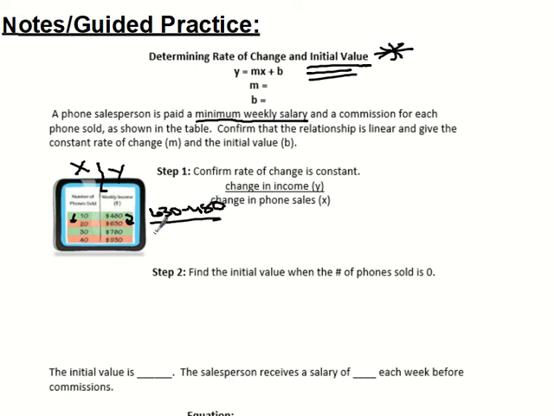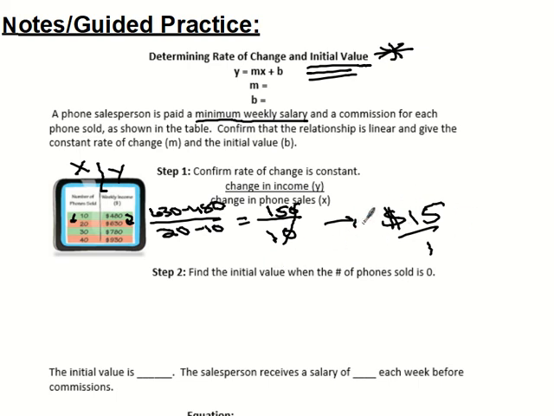And then I got to compare that to the change in x. I'm going to do 20 minus 10. Well, the change in x was 10. And then the change in the income from 630 to 480 is $150. So this represents my rate of change. I can simplify that to figure out that they are making $15 for every one cell phone. So every time they sell a cell phone, they make $15.